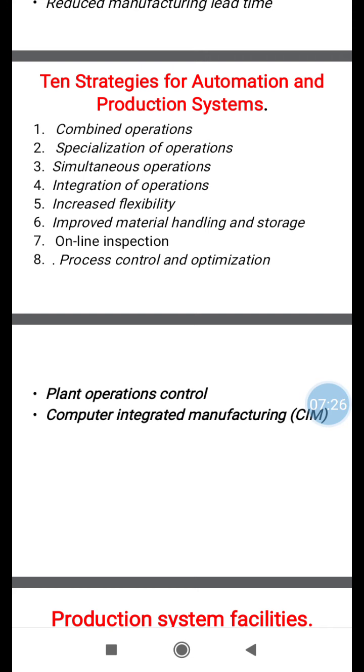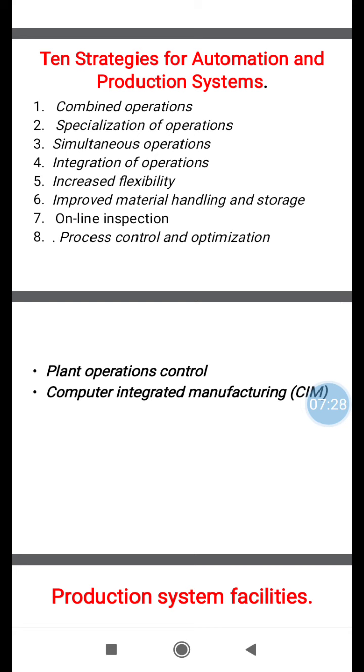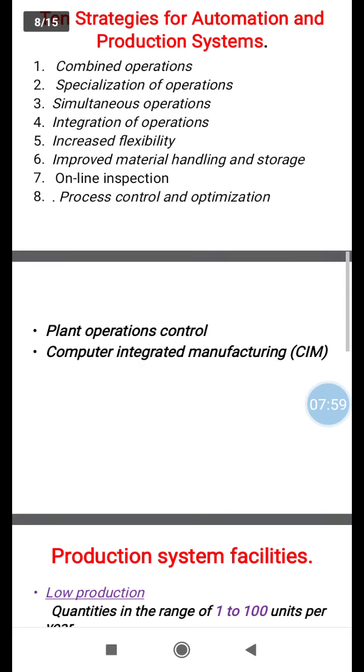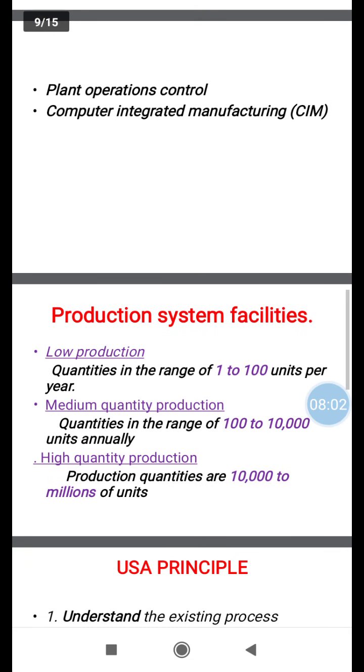So next one, that is computer integrated manufacturing. This is the main strategy in automation, that is CIM. Here we manufacture the product with computer integration. Computer integrated means inputting computer technology into the manufacturing process for better quality of product and high production rate. These are the main 10 strategies for automation and production systems. So if you want to install automation in your production system, we use these main strategies, that are 1 to 10.